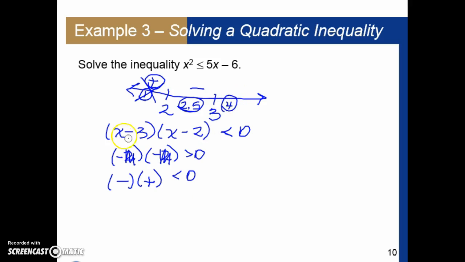Now let's put 4 in here. If I put 4 in that factor, it's going to yield me a positive result. If I put 4 there, I'll get a positive result. So everything on this end of the real number line is going to wind up being positive.